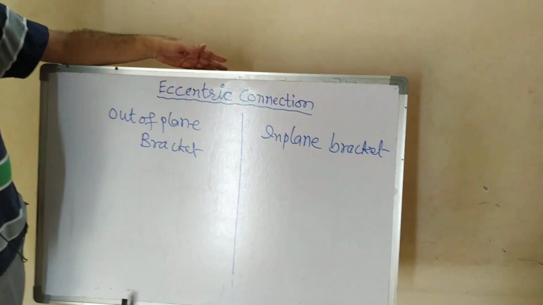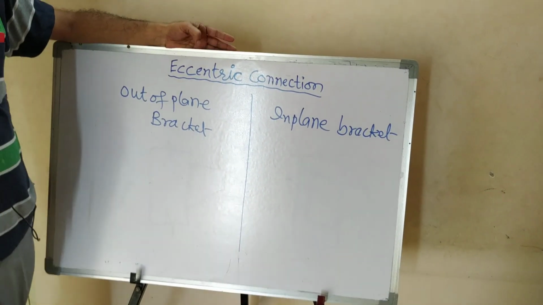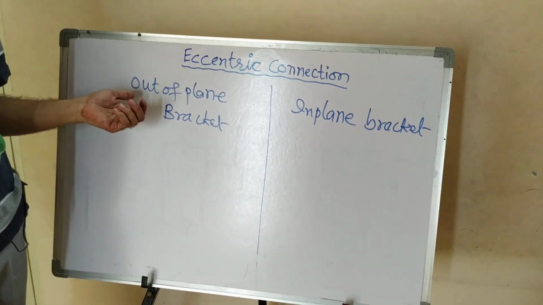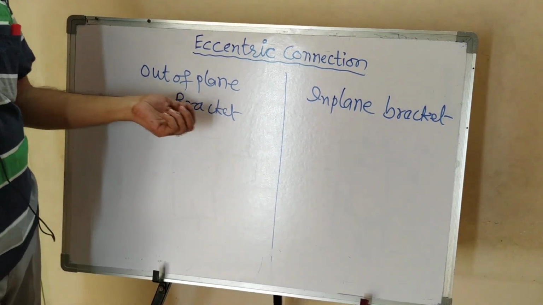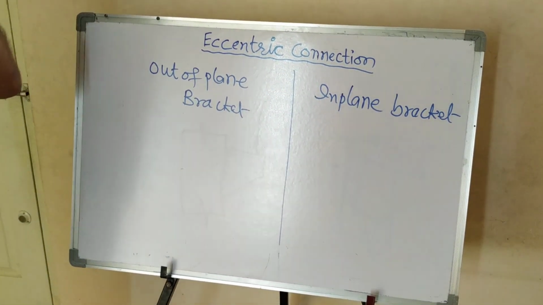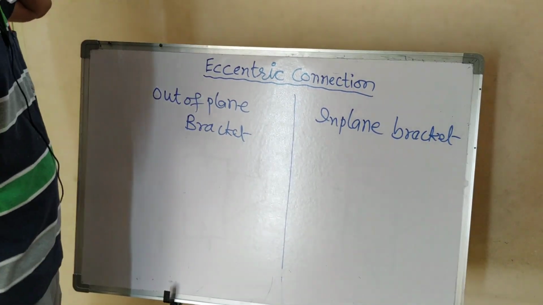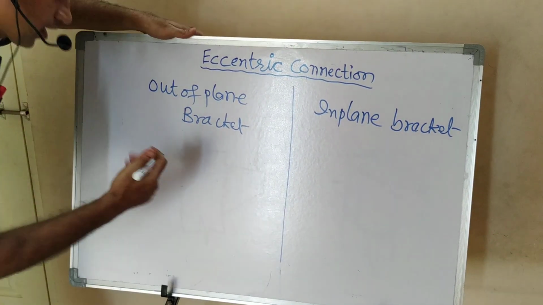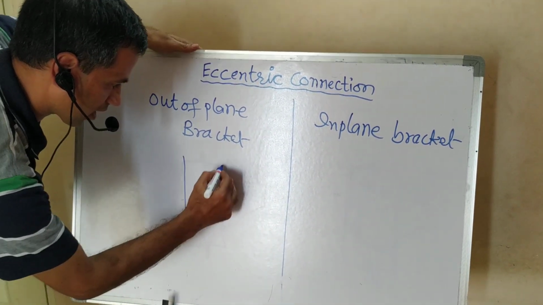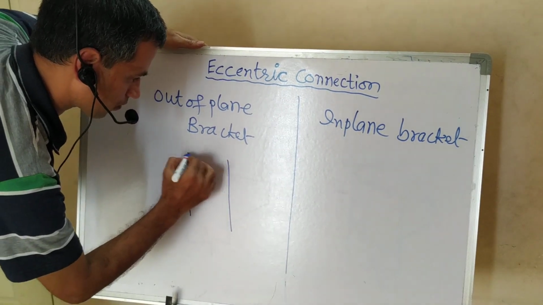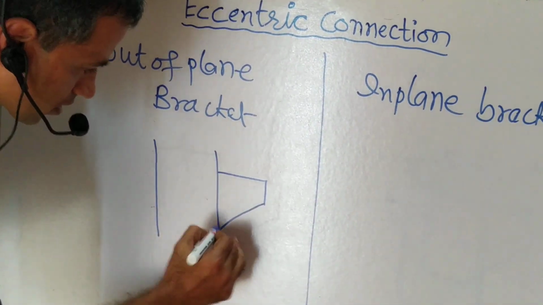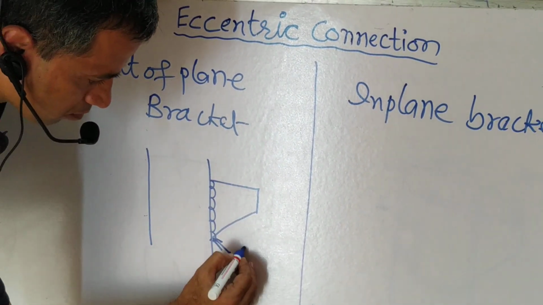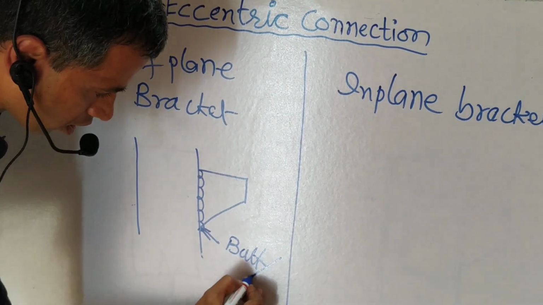Good morning, friends. So today we are going to talk about the eccentric connection, of which there are two varieties. One is the out of plane, the second one is an in plane connection. In the out of plane connection, suppose I have an I section, and to the end of the flange I will connect a plate with the help of weld. That weld could be butt weld or fillet weld.